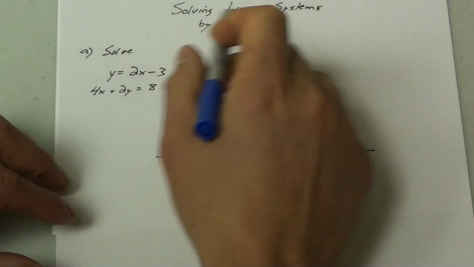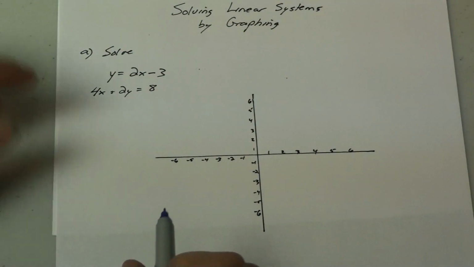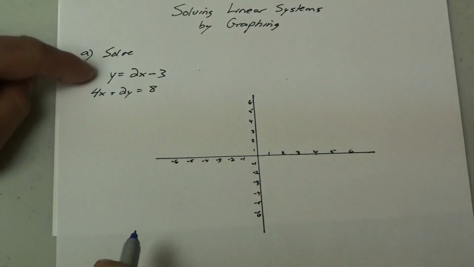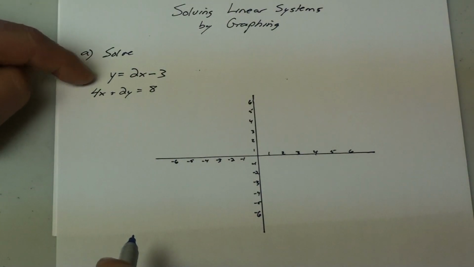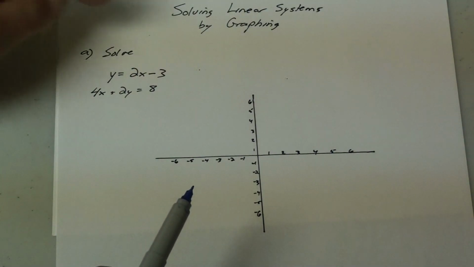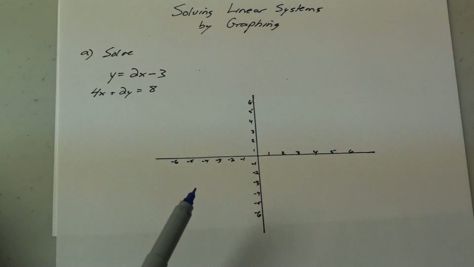So a little lesson on how to solve linear systems by graphing. Okay, so I have two lines. This makes it a linear system. If you have two or more linear relations, you have a linear system. Solving it means I'm trying to find the point of intersection.